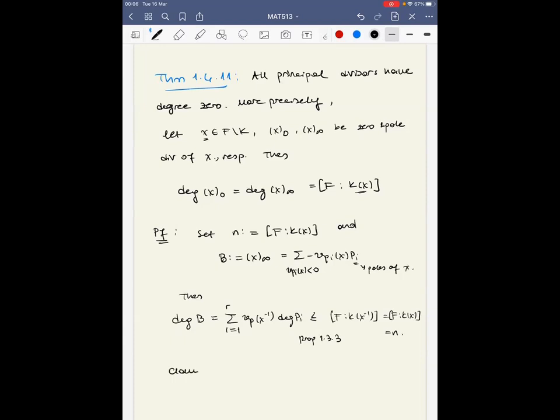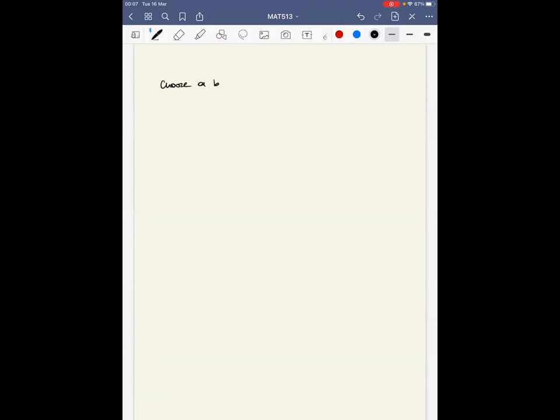And if we are able to show that indeed n is also less than or equal to degree B, then we will get the desired for the pole divisor of x. And in order to prove this inequality, first let me choose a basis, and let me denote them by u1 up to un of the function field F over the rational function field k(x). And it is also possible to choose a positive divisor C, such that the principal divisors of the functions u_i's is always bigger than or equal to minus C for each i.